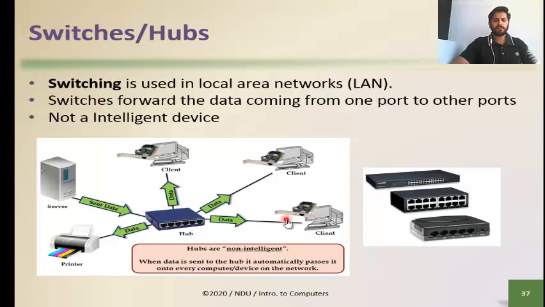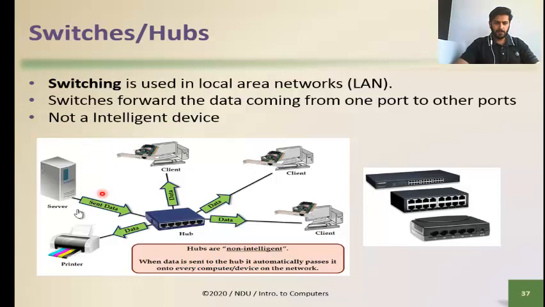So the next devices are the switches and the hubs, and that is a very simple device. This is one of the devices we use in a local area network. It is a limited approach switching device. It means we can connect a limited number of users with the switches, and it just broadcasts the data towards the remaining ports.